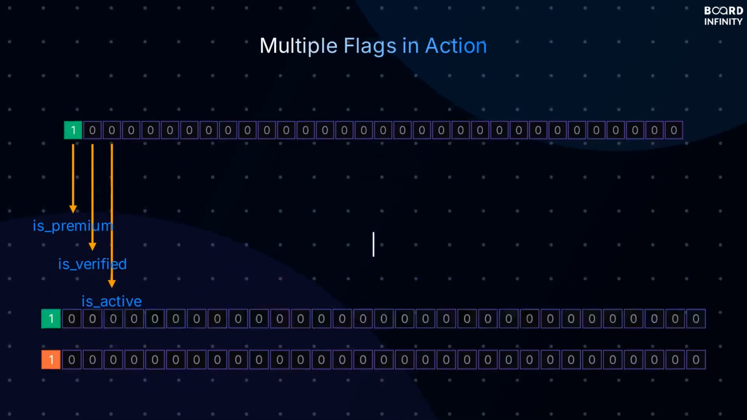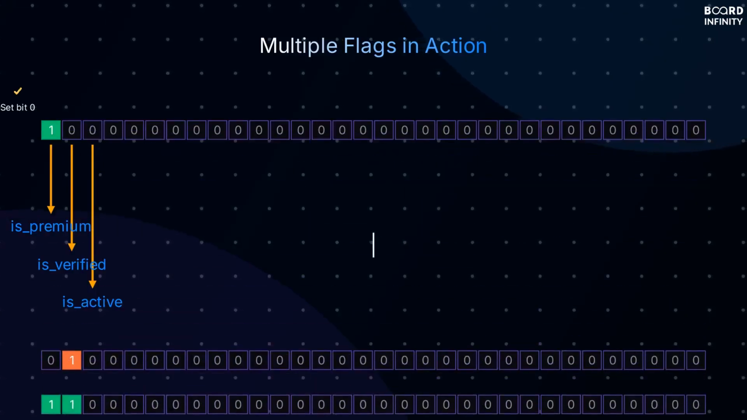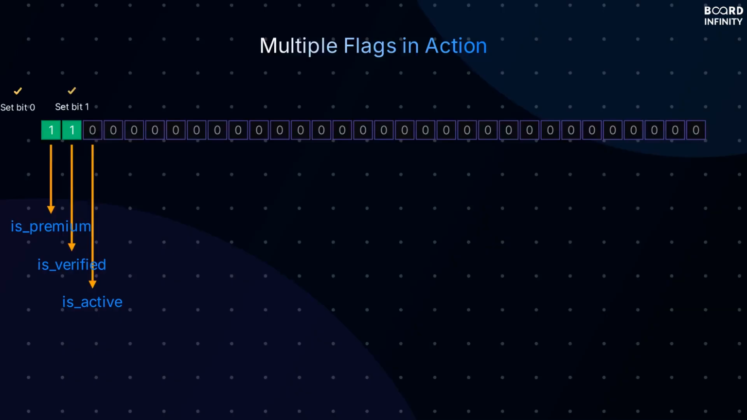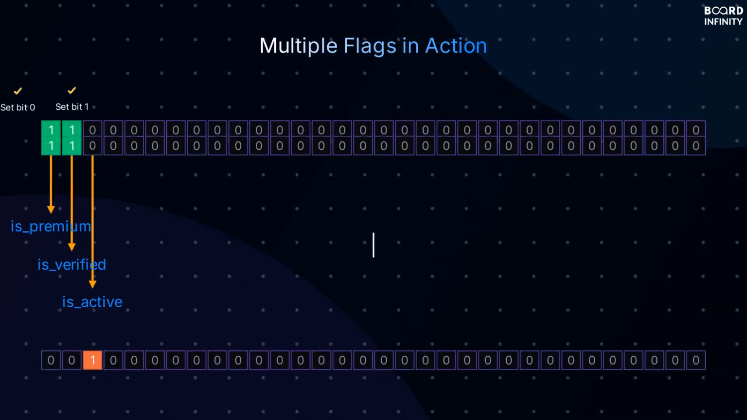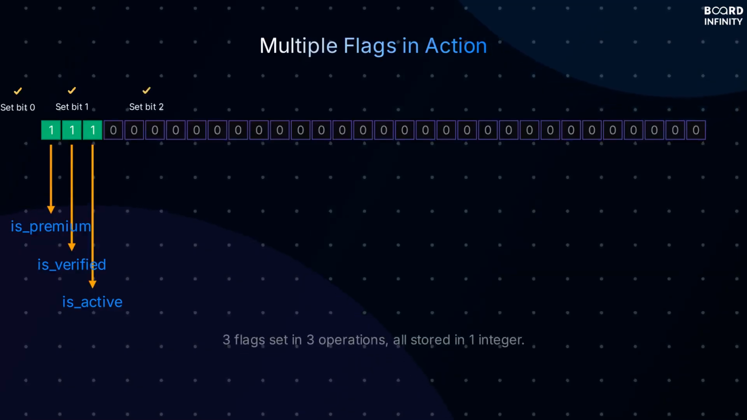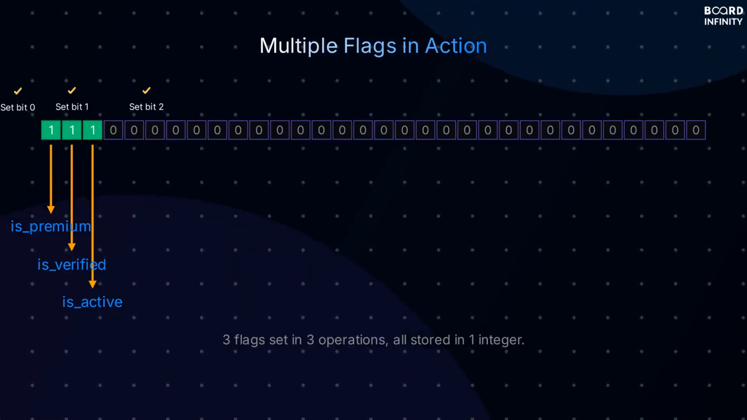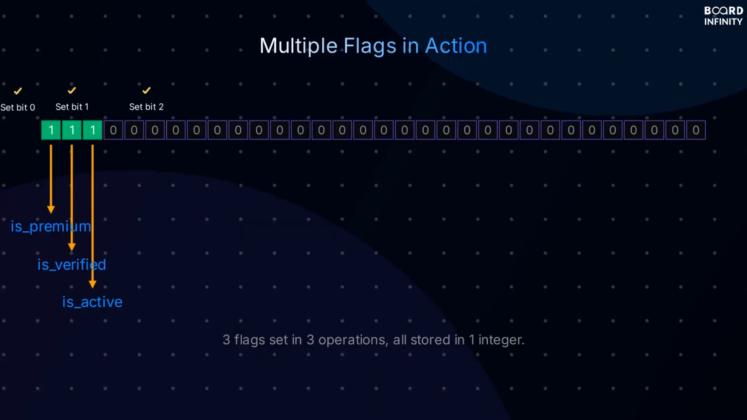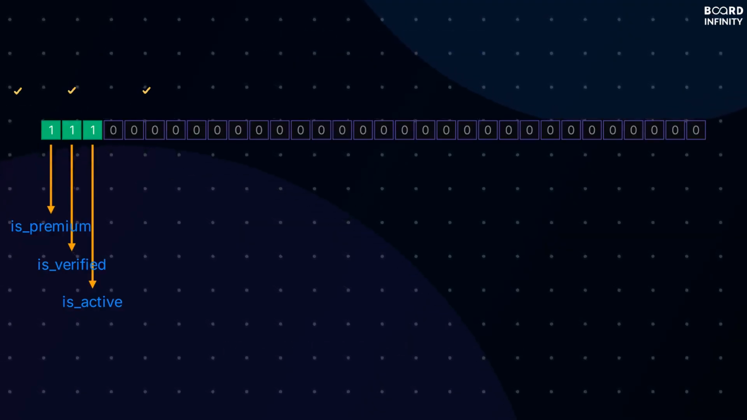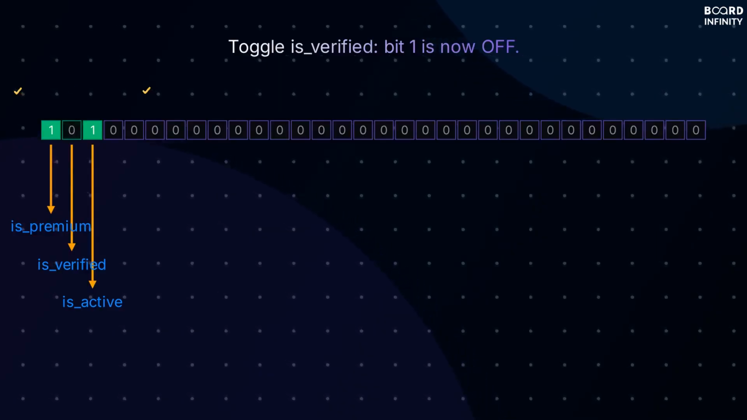Here, we're setting bits 0, 1, and 2, corresponding to our isPremium, isVerified, and isActive flags. Notice how 3 separate flags are all efficiently stored within this single integer variable. And just as easily, we can toggle individual flags. Here, we're turning off the isVerified flag by manipulating bit 1, demonstrating precise control over each status indicator.